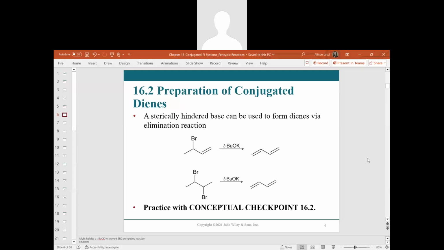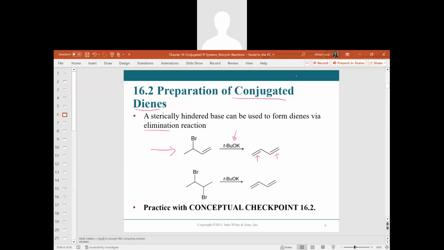In the next section of Chapter 16, we'll take a look at how these conjugated dienes can be prepared. So what we see here is we have an allylic halide in our first example. So we can perform an elimination reaction using a sterically hindered base like our potassium tert-butoxide shown here. And we can do that elimination and form our second pi bond here. So we already had one to start, and we formed a second.